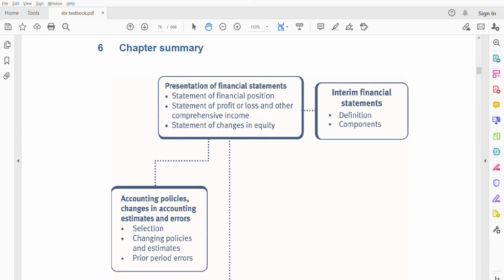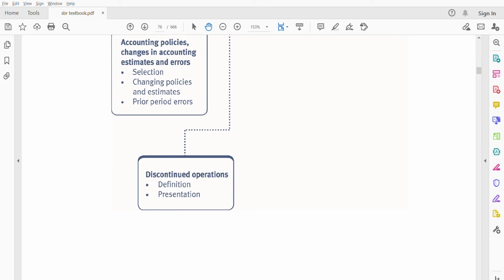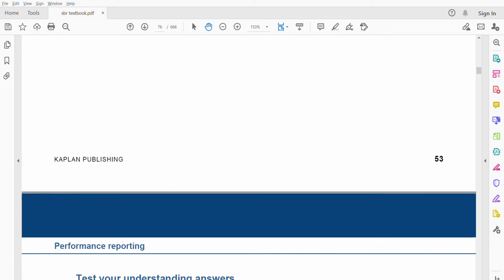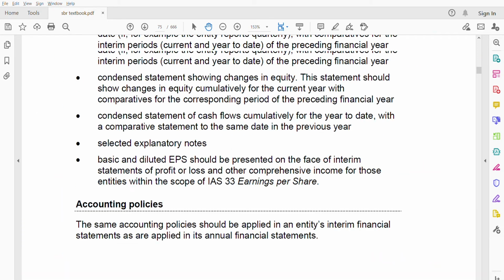Now let us go to the chapter summary. Under discontinued operations there are 2 things. One is the definition, how it will be discontinued or held for sale, and the next one is the presentation, how you are going to present it. So with that we are over, and now finally we are going to test your understanding 2.